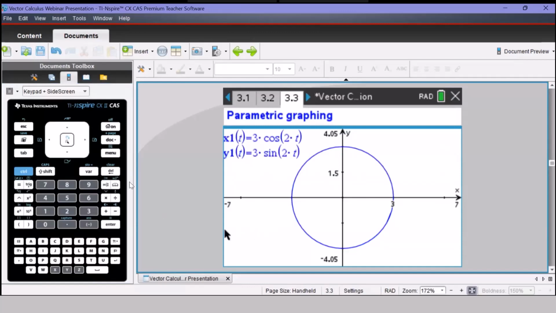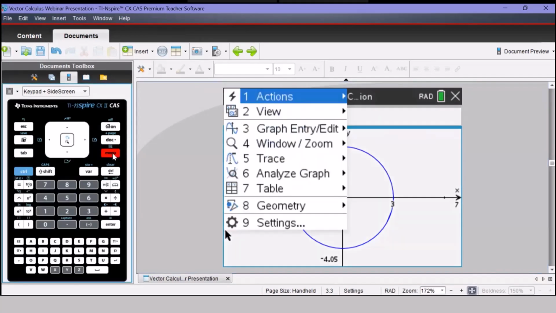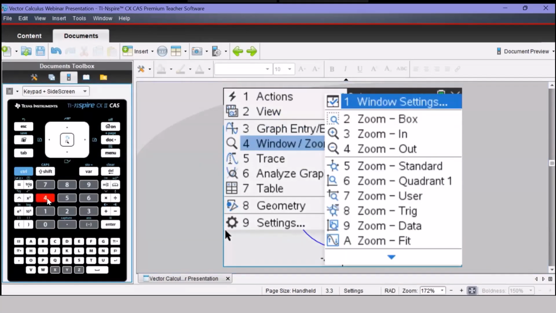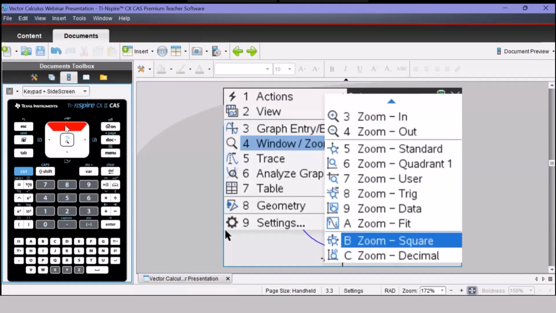Now, just a little tip about window settings. If you know you've got a circle and you want to see it as a circle, press menu, go to window zoom, scroll up or down, and utilize the zoom square command. What that'll do is show the path as a circle.